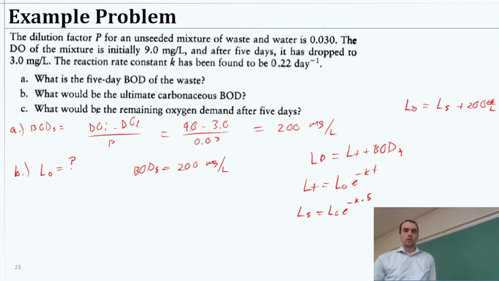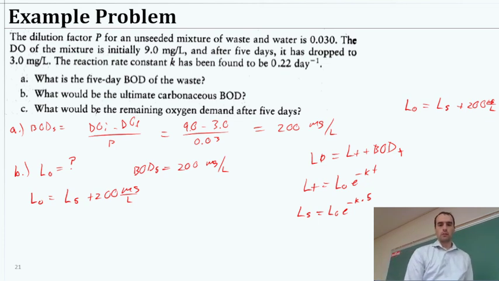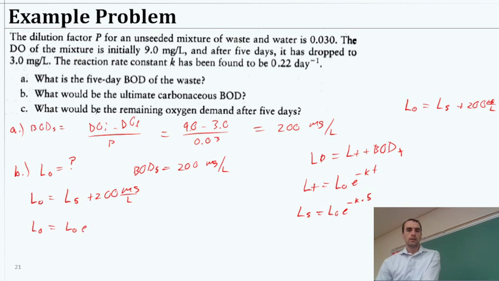Okay, so let's go ahead and take this expression. So L naught equals L5 plus 200. And we'll check on how this compares with the book in a moment. So I have the book solutions that I'm using here. So we have that. And what we can do is say L naught is going to be equal to, if we sub in here, this will be L naught times e to the negative k times 5, and we still have the plus 200 milligrams per liter.